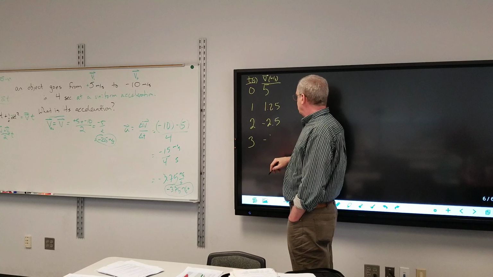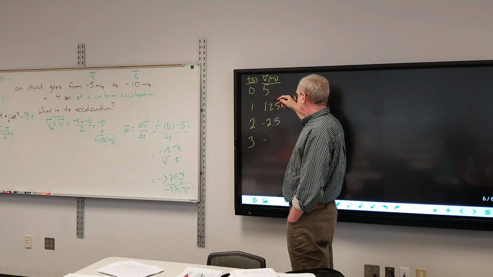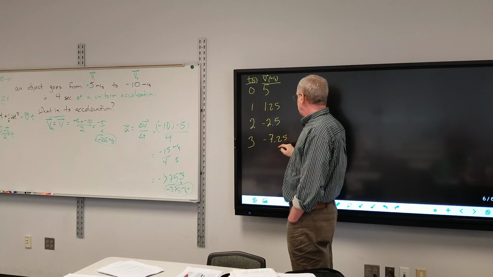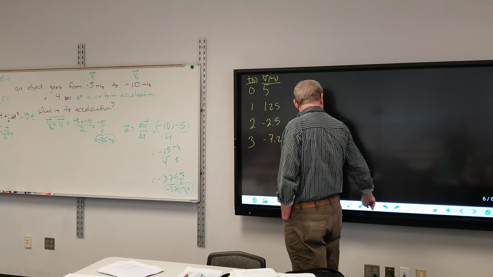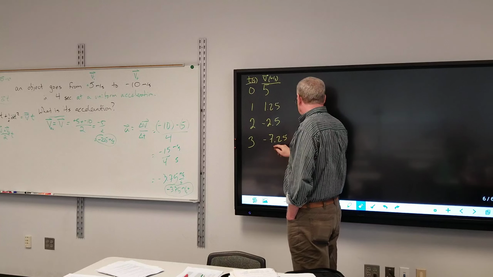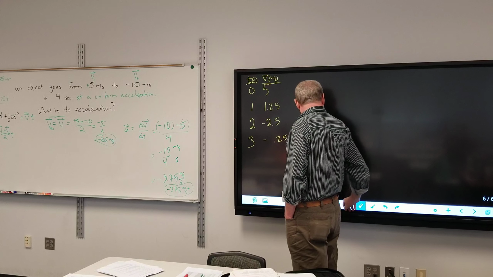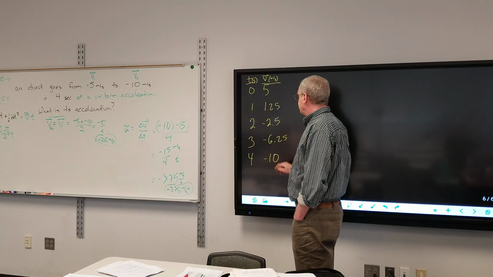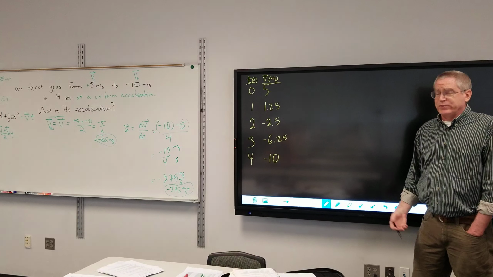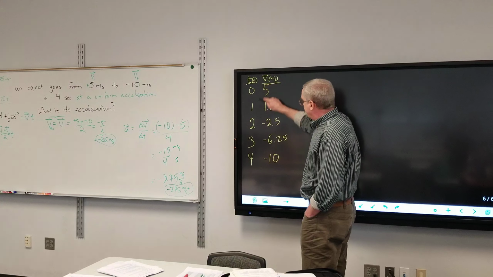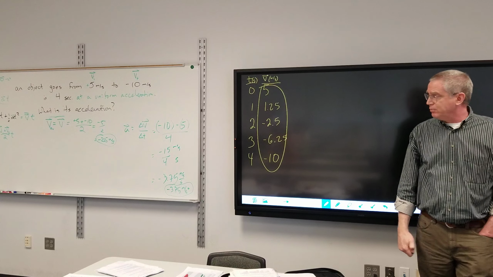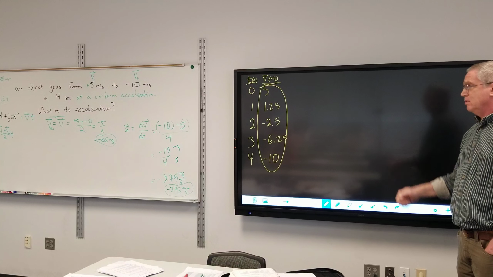Did I miscount there? So that's 3.75, 3.75, 7.25, no, 6.25. And at 4 seconds, -10. So alternatively, finding an average, I could have added up those 5 numbers and divided by 5, and presumably I'm going to get -10.